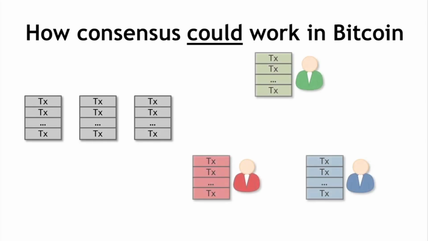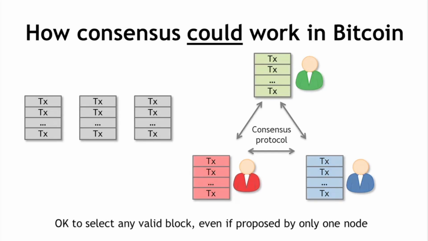And now there are, let's say, these three nodes in the system, each of whom has an input, the set of outstanding transactions that it's heard about, and they execute together some consensus protocol. And for the consensus protocol to succeed, you can select any valid block, even if it's a block that was proposed by only one node. And for a block to be valid, all of these transactions have to have the right crypto signatures and so on. So you could select any of these valid blocks and the consensus protocol would still be okay.